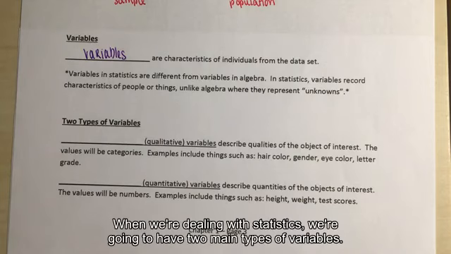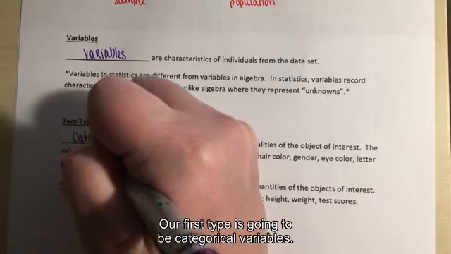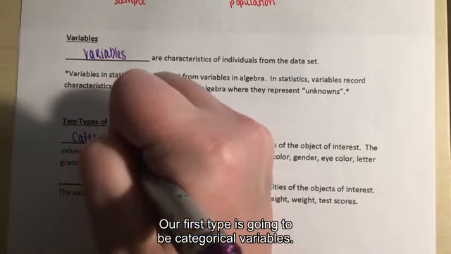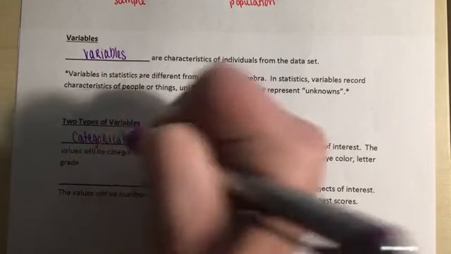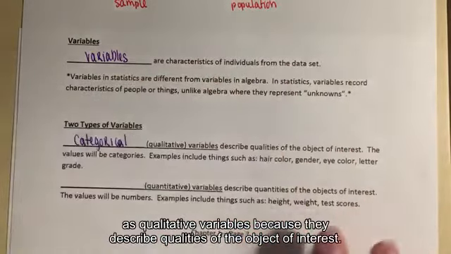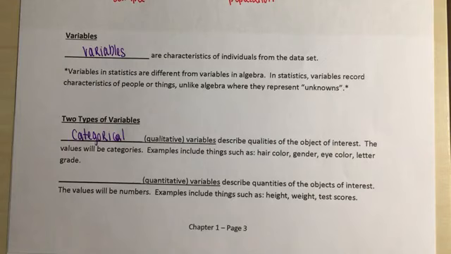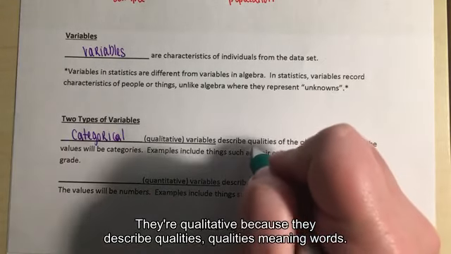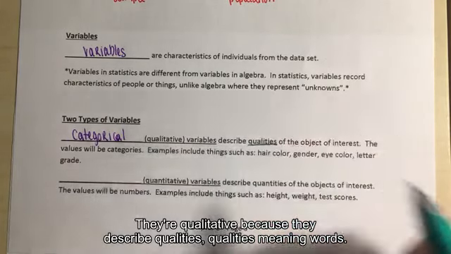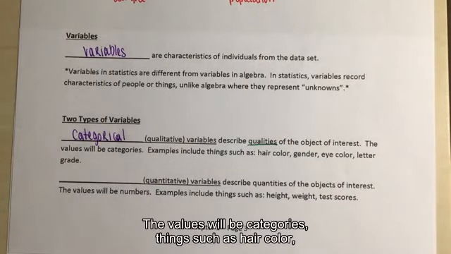Right? When we're dealing with statistics, we're going to have two main types of variables. Our first type is going to be categorical variables. Categorical variables are sometimes referred to as qualitative variables because they describe qualities of the object of interest. Right? So they're qualitative because they describe qualities. Qualities meaning words, right? The values will be categories.